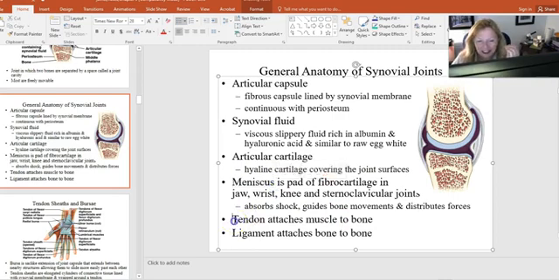Tendons, I've already told you, are connective tissues that attach muscle to bone, and ligaments are connective tissues that attach bone to bone. So the tendons are attaching the muscle to the bone of origin and the bone of insertion, and as that movement happens, there's going to have to be a glide over that.